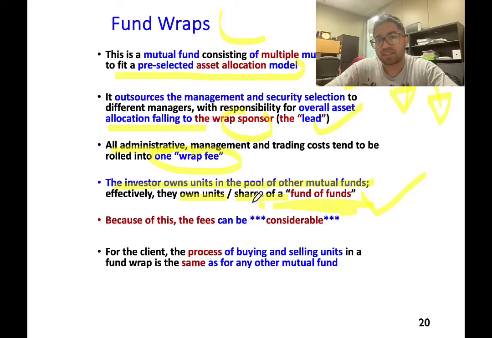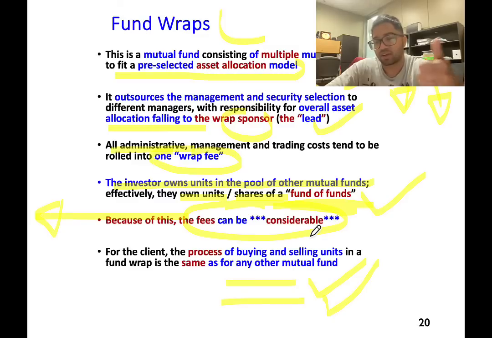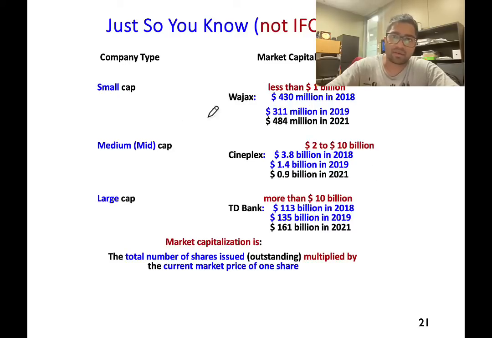Because of this, fees can be very high, very testable in the exam. This is a very high fee product. So which of the following has very high fees? Fund wraps or fund of funds is the answer for most cases. They have higher fees than a normal equity fund. They have higher fees than index funds, etc. For the client, the process of buying and selling units in a fund wrap is the same as buying any other mutual fund.